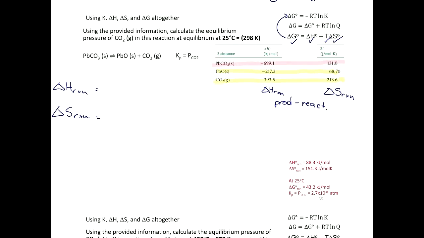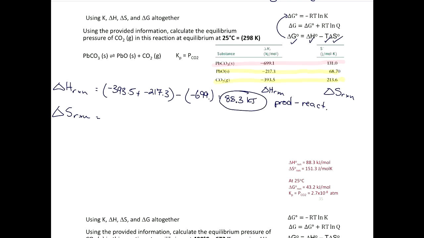So for delta H's, watch those negative signs. We have negative 393.5 plus negative 217.3 minus our reactant lead carbonate, so negative 699.1. I'm going to point out that there is a homework question exactly like this. I just helped people with it this morning. All right, and then that equals something. So delta H of this reaction, I have it there in the corner, is 88.3 kilojoules per mole of reaction. So there's our delta H.